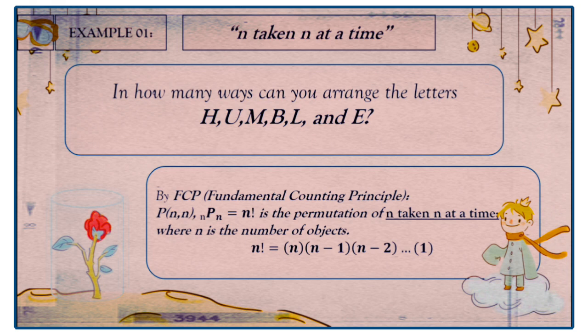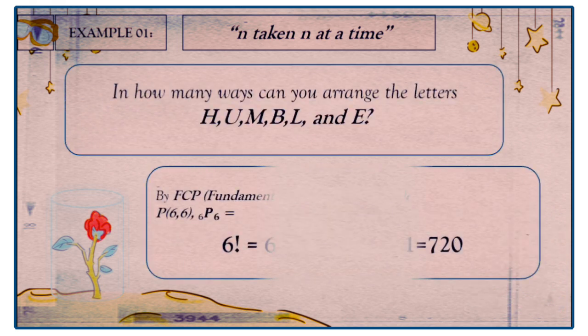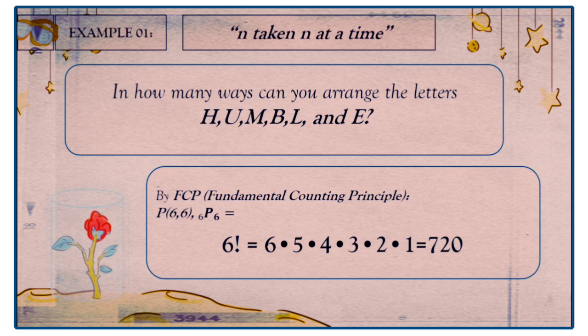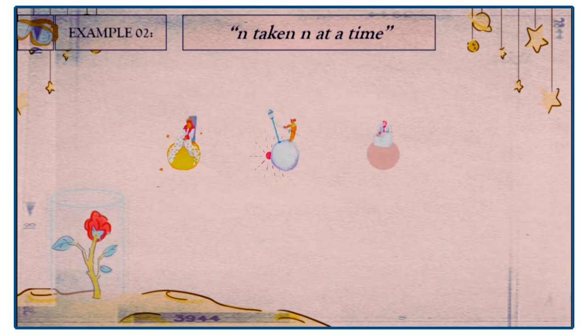So by FCP, we're going to have 6P6. So it's going to be 6 factorial, which is equal to 6 times 5 times 4 times 3 times 2 times 1, or 720. As easy as that. And next, what if we have this?